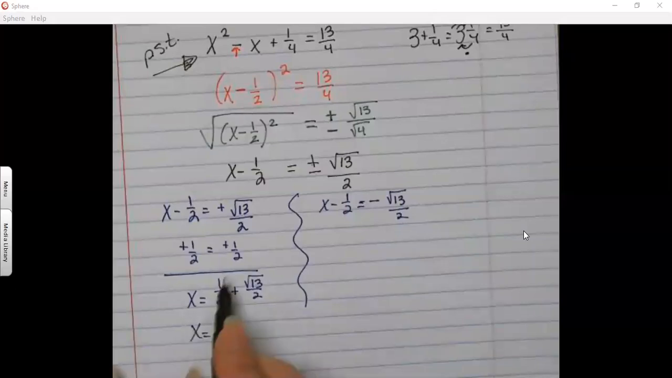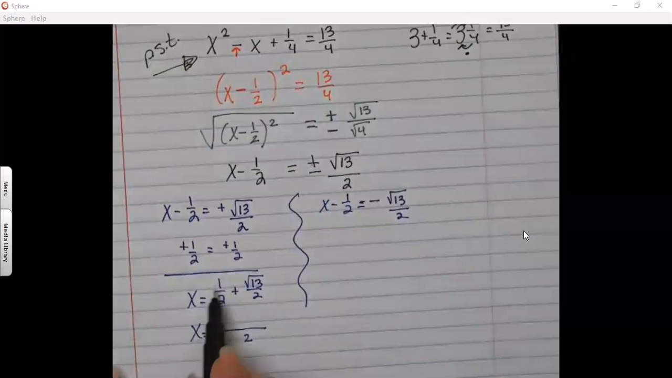Both of these fractions have a denominator of 2. So we can make a giant fraction and just put a 2 in the denominator and write the numerator together. 1 plus the square root of 13. We see answers like that when we solve using the quadratic formula, right? Nothing will reduce. If it could, I would. But nothing will reduce, so I'm going to leave it like that.